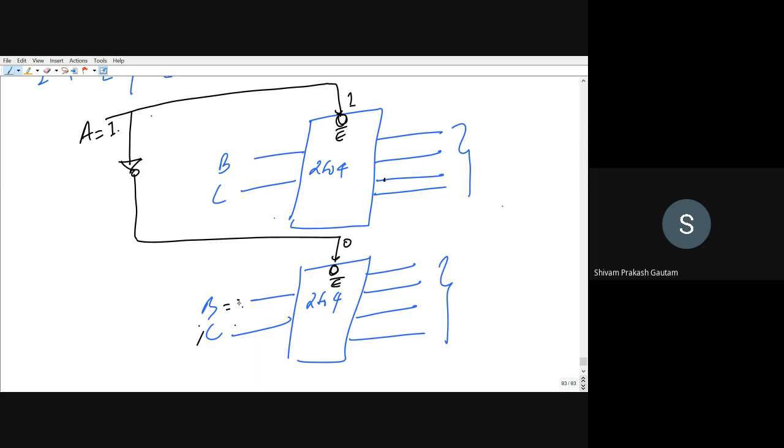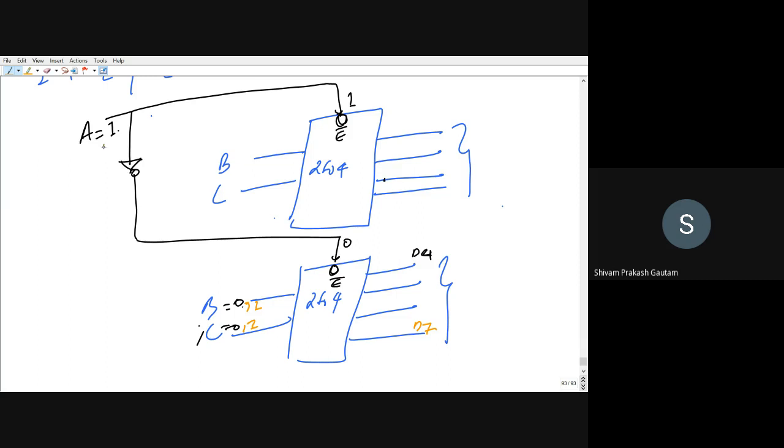And when B is equal to 0 and C is equal to 0, so A is equal to 1, B is equal to 0, C is equal to 0, that means you will get 1 0 0, that is D4 line will be activated. Next combination, when A is equal to 1, B is equal to 1, and C is equal to 1, this D7 line will get activated.